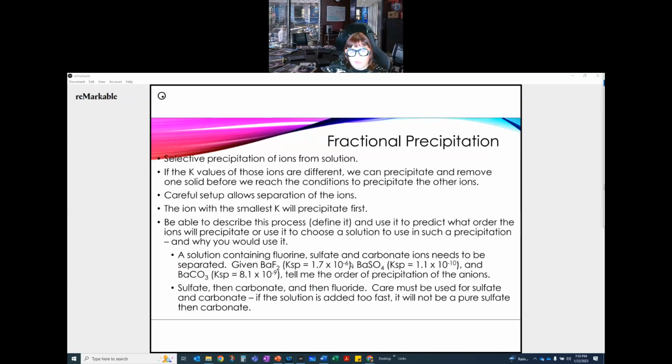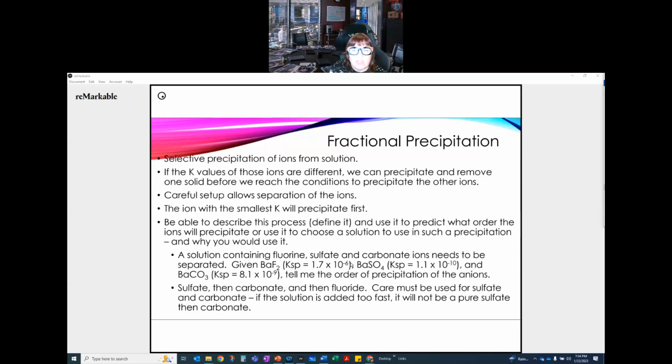Okay, so we're looking at precipitating all of these things with barium, right? So we're adding barium to this. We want to precipitate these ions selectively. What's going to precipitate first? Well, which value of KSP is the smallest? And that value is the barium sulfate. It's 1.1 times 10 to the minus 10th. So that one will precipitate first.